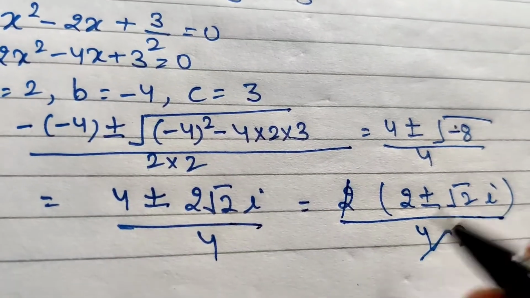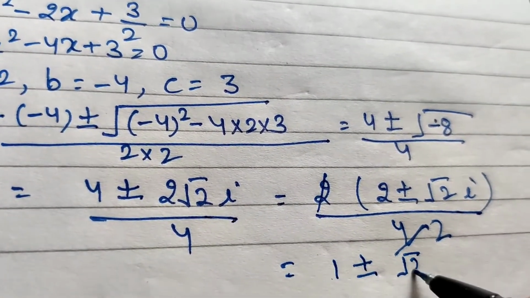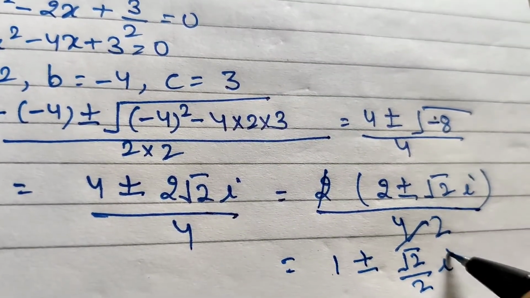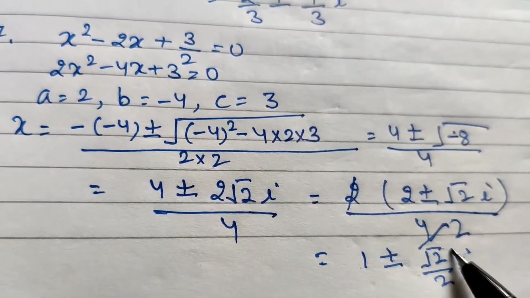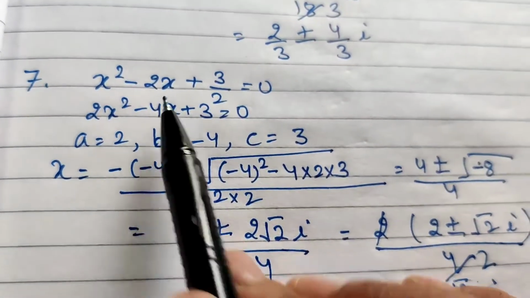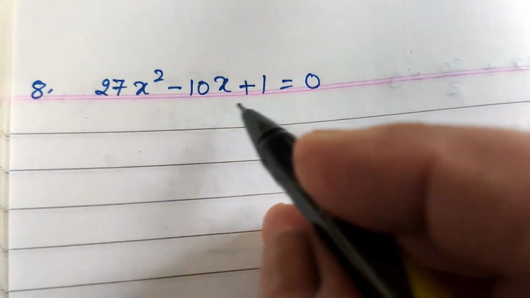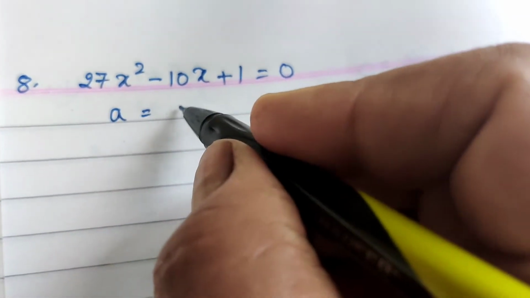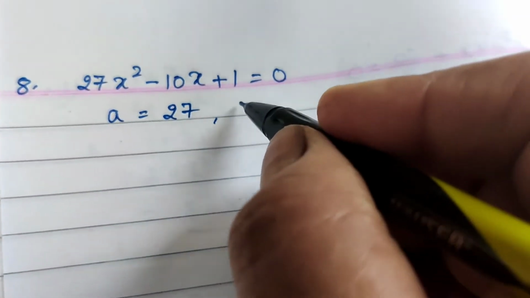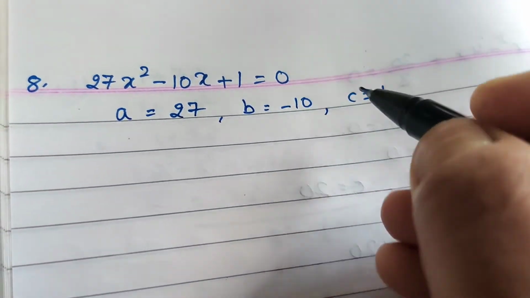Cancel 2. It is equal to 1 plus minus root 2 by 2i. This is the solution of this equation. Question number 9: 27x square minus 10x plus 1 equal to 0. Now compare with ax square plus bx plus c. So a equal to 27, b equal to minus 10 and c equal to 1.